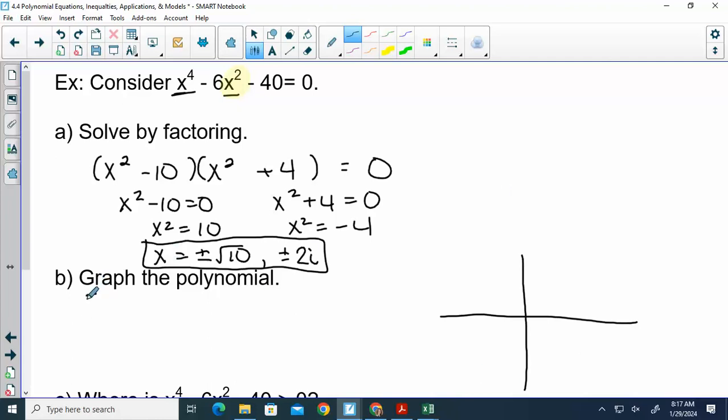What's our end behavior, first of all? It's an even power, so it looks like a quadratic, positive coefficient, so both ends are pointing up. So our end behavior is up, up. Will it go through or bounce at my zeros? Through all of them, because they all have a degree of 1. What is our y-intercept?